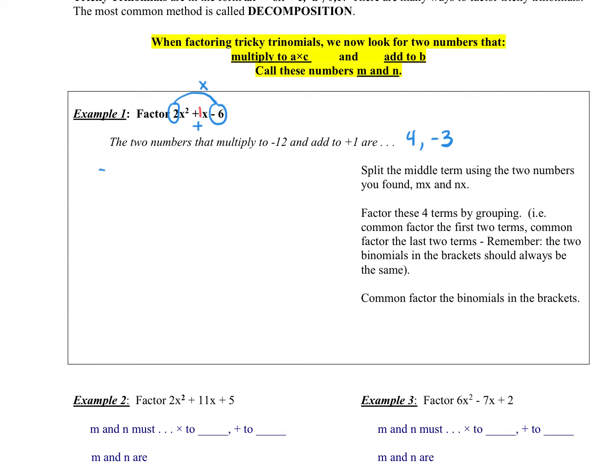So what you're going to do is split this middle term. Instead of writing +1x, you're going to write it as +4x minus 3x. So you write this as 2x squared plus 4x minus 3x minus 6. You've basically written the same expression, but instead of +1x, you've written +4x minus 3x. And the 4 and the -3 came from the two numbers you found that multiplied to -12 and added to 1.